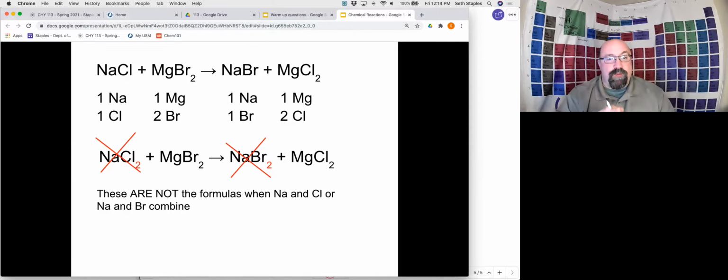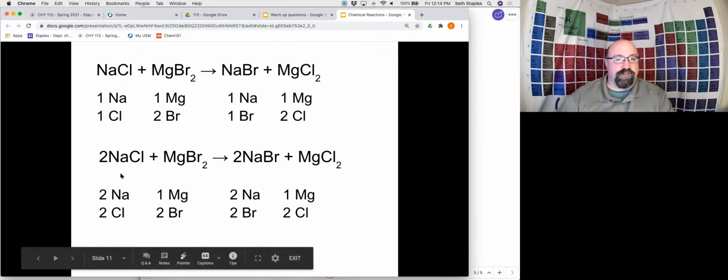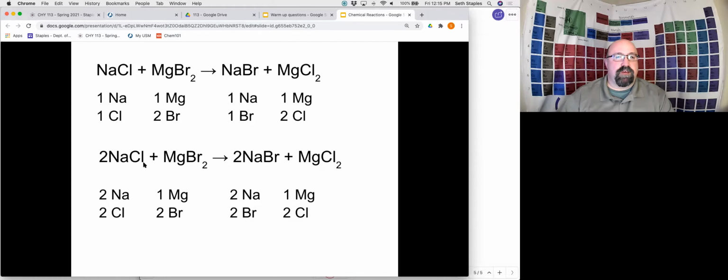And so we know then that we can't do this. We can't simply add our 2's there as subscripts. What I can do, though, is say that I'm going to start with 2 NaCl's, and I'm going to create 2 NaBr's. Now I have a correctly balanced chemical equation. 2 sodiums on each side, 1 magnesium on each side, 2 Cl's on each side, 2 Br's on each side. I have a balanced equation.